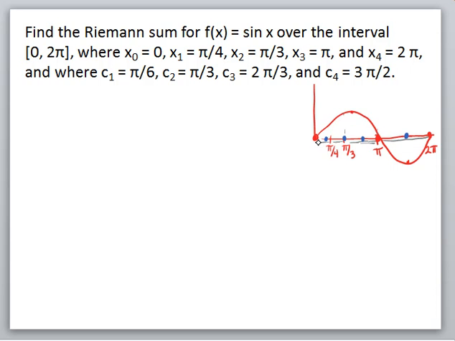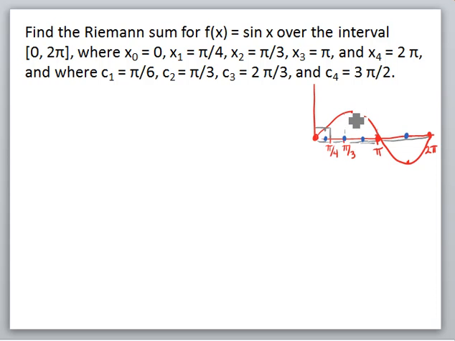So I'll be making a rectangle from 0 to pi over 4, from pi over 4 to pi over 3, from pi over 3 to pi, and from pi to 2 pi. And then in the next part, these would be my rectangle heights. That's where the blue dots are. I'll go ahead and draw in those rectangles. If I pick the height right there, I would have a rectangle.